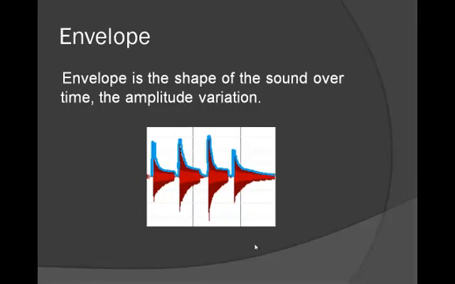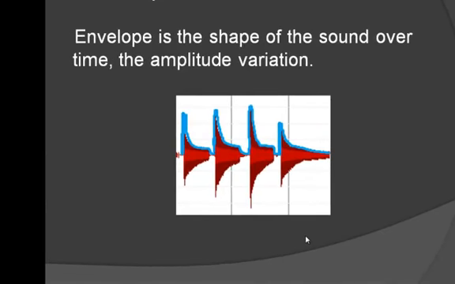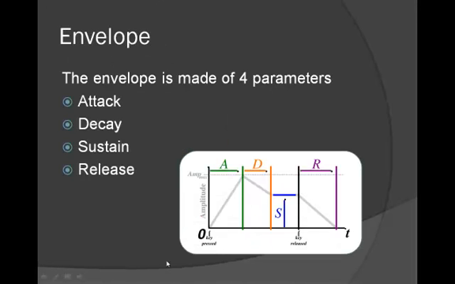The envelope is the shape of the sound over time, the amplitude variation. In this picture it is the part that I marked with blue. That's what we usually see in almost all of the DAWs that we use today. Envelope has 4 parameters. Attack, the time that the instrument or sound needs to go from the relative silence to the maximum of its dynamics, and it happens when we pluck the string of a guitar or when we hit the key in the keyboard.